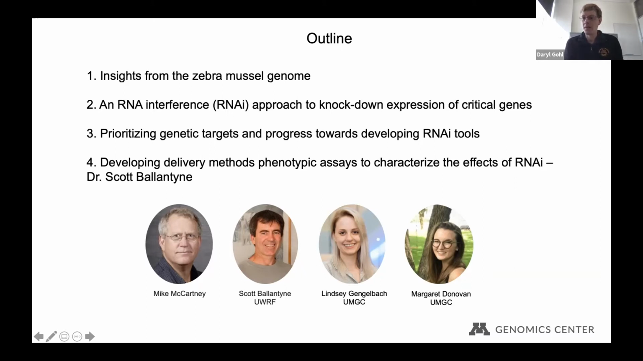And then I'll hand things over to Scott, and he's going to tell you a little bit about the work that we've been doing over the summer in the MESRC Containment Lab, working on developing delivery methods for these RNAi constructs, and also developing phenotypic assays that will allow us to look at the effects of these constructs.